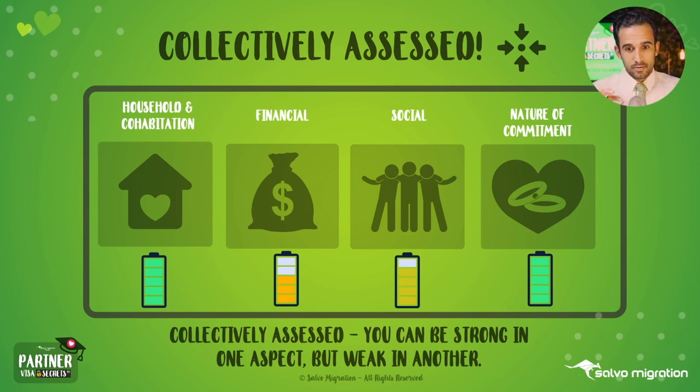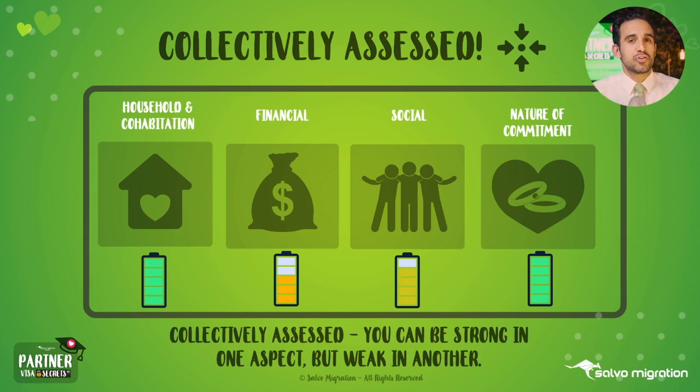Your aspects will be collectively assessed, meaning that you might be weak in 1 or 2. Using this diagram as an example, let's say you are weak in the financial aspect. You maybe don't have joint bank accounts, or only recently opened them, but you do live together and have lived together for quite a while. Socially, your friends and family are aware of the relationship and supportive, you have proof of their support, well-written statements from them, photos surrounded by other people, no questions regarding your social aspect.